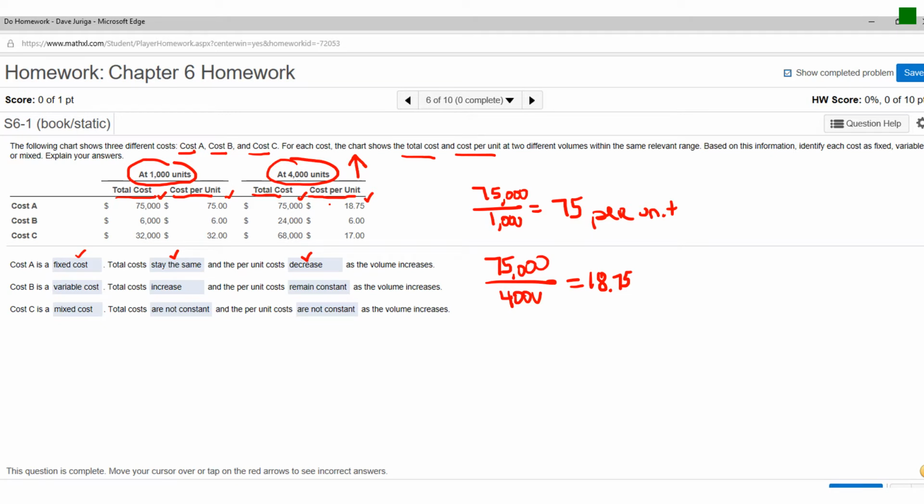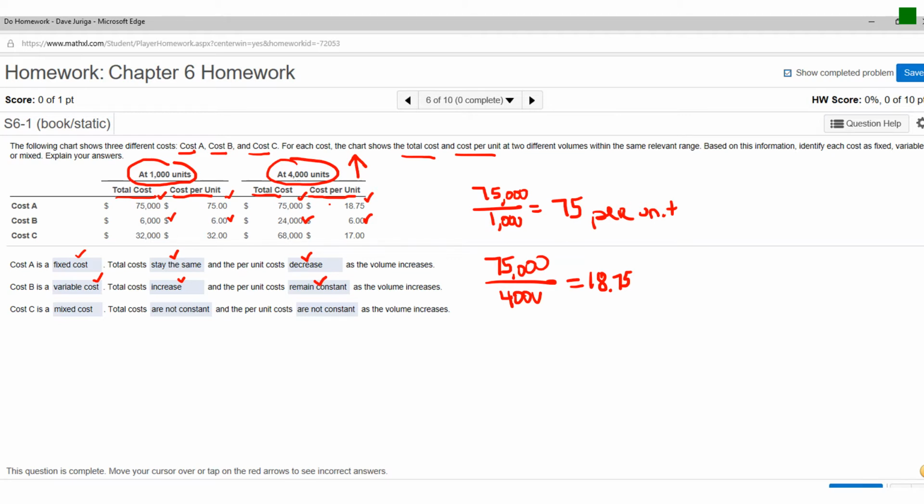On cost B, look at the total cost, it's 6,000, and notice how it changes. It goes up to 24,000. So right away I'm thinking it's either going to be variable or possibly mixed, but it's definitely not fixed. Now, look at the cost per unit. It's $6 at 1,000 units and $6 at 4,000 units. So by definition, that's going to be a variable cost, because variable costs per unit are fixed. And also the total costs go up or down with volume. So cost B would be variable. The total cost increased because the volume went up, and the per unit cost remained constant. So that would be the definition of a variable cost.